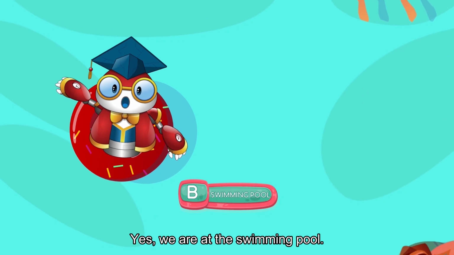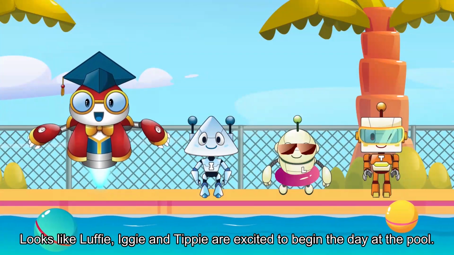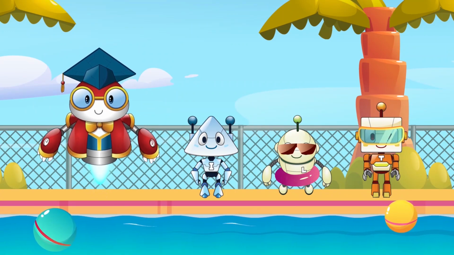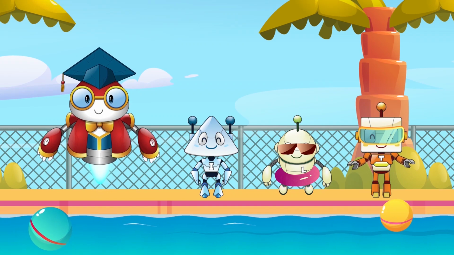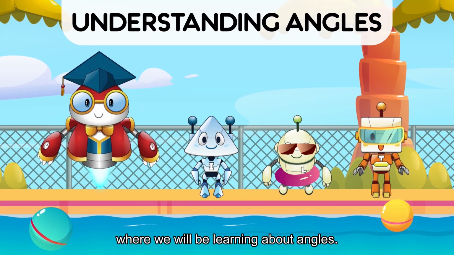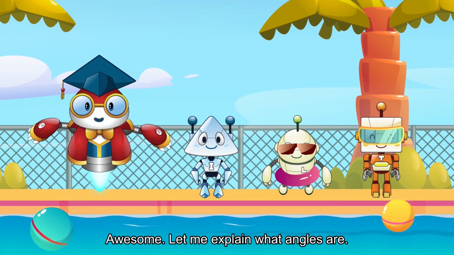Yes, we are at the swimming pool! Well done! Looks like Luffy, Iggy, and Tippy are excited to begin the day at the pool. Yes, we are. And also excited to begin this new lesson where we will be learning about angles. Awesome! Let me explain what angles are.